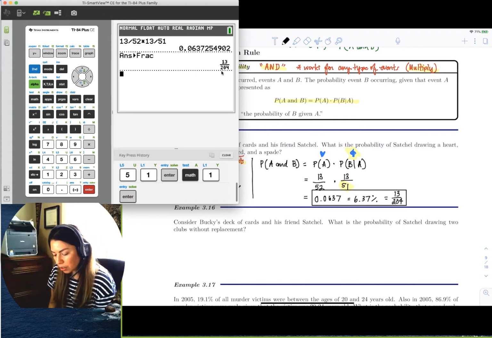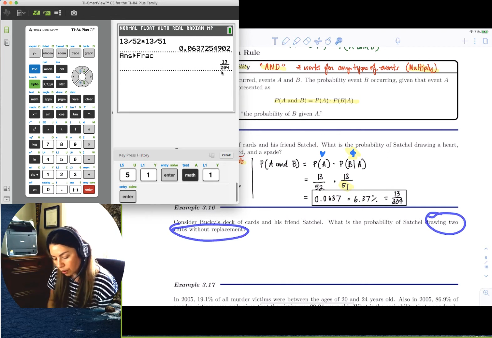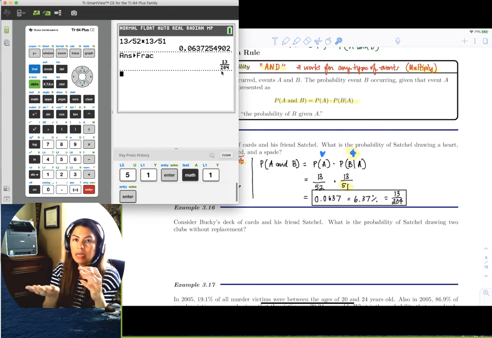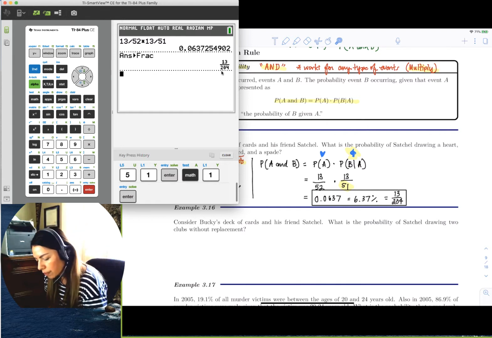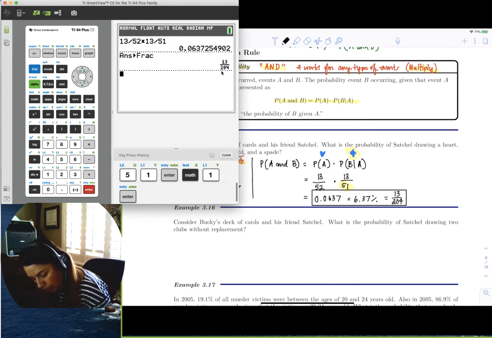Okay, so let's do another example. Consider Bucky's deck of cards and his friend Satchel. What is the probability of Satchel drawing 2 clubs without replacement? So now Bucky has this deck of 52 cards, and Satchel's just going to take 2 out. So the event will be drawing a club, right?